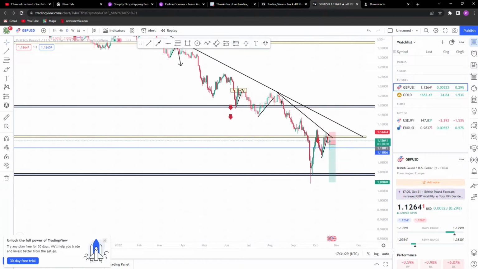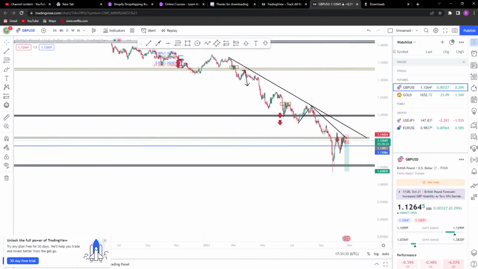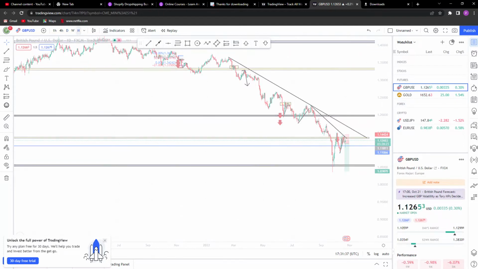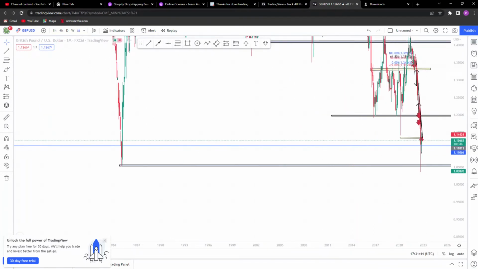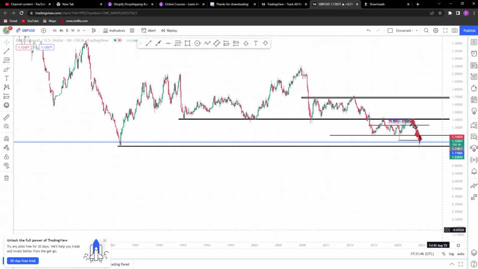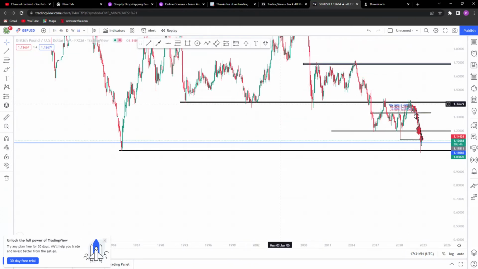Today we're going to be talking about demand and supply, or support and resistance zones. Now the first thing you want to do when it comes to identifying your zones, this is GBP/USD, is to scale on a monthly time frame. Let me just delete all of this so we can identify our zones properly.